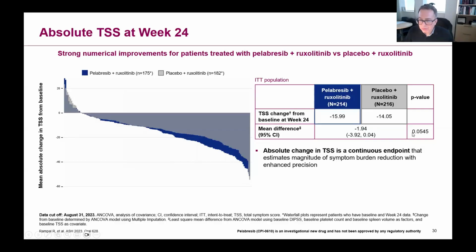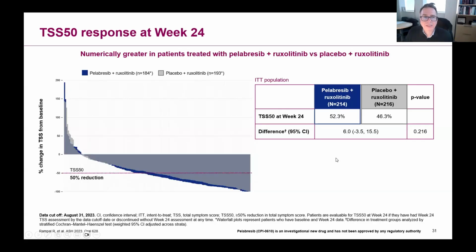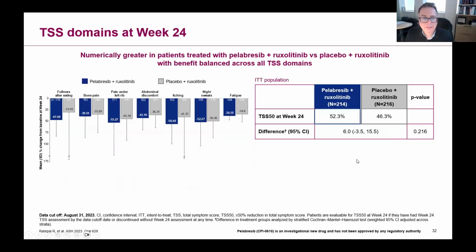And that was almost significant, but not totally significant. And that can make or break a drug. Because that didn't hit statistical significance, that was considered not a fully positive study. Even though there were clearly more patients enjoying symptom benefit, it wasn't statistically significantly better. No matter how you look at it, this is the TSS50 rather than the absolute mean change in symptom score. You get numerically better symptom improvement than Jakafi alone with the combination, but the p-value is not statistically significant.